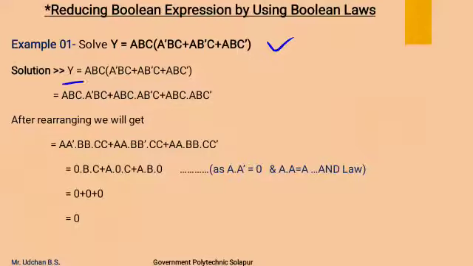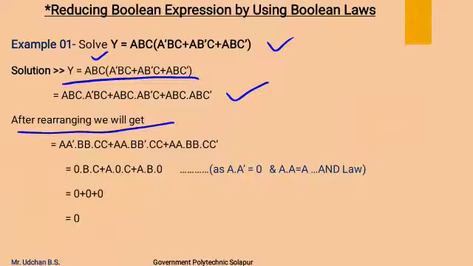First, we have written the equation as it is. After multiplying abc with all these three terms inside the bracket, we get this equation, that is abc into a bar bc plus abc into ab bar c plus abc into abc bar.